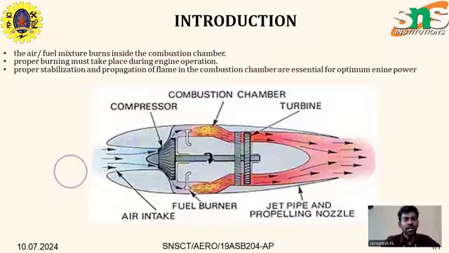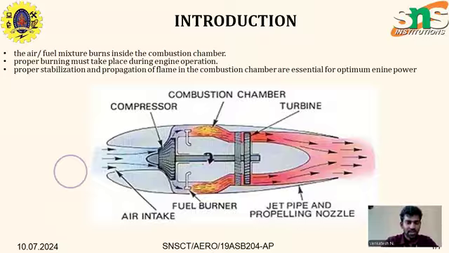In this chapter we will explain the combustion chamber and the types of combustion chamber. The function of the combustion chamber is mixing the air and fuel, and delivering the maximum compressed, pressurized air-fuel mixture to the next stage of the engine, the turbine. Proper stabilization and propagation of the flame in the combustion chamber are essential for optimum engine power.